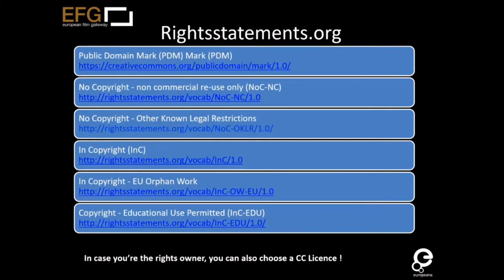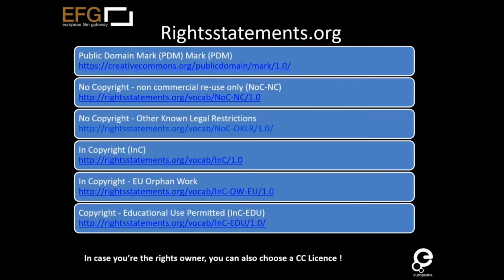You can choose this statement if copyright for your film has expired, but you don't want it to be reused in a commercial context. Because, for example, you want to exploit them commercially yourself, make a DVD, or because you have an agreement with the rights holder to not publish the content as public domain content. No copyright, other known legal restrictions. This is something which is rarely applied. Sometimes there are legal provisions in your national legislation that don't allow you to make public domain content available without restrictions.